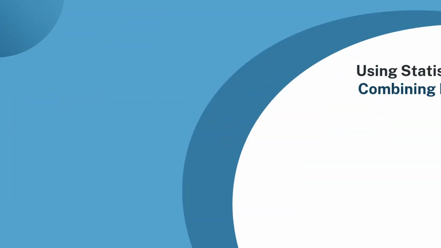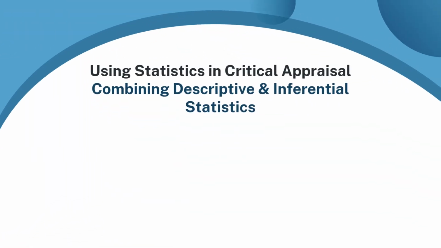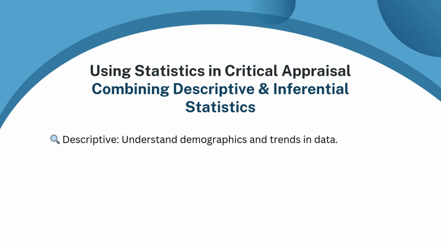Now, let's bring it all together. How do these statistical tools fit into the process of critical appraisal? Descriptive statistics in critical appraisal. Use descriptive statistics to understand the study population's demographics, such as age, gender, or medical history. Examine outcome distributions to identify trends or anomalies in the data. Visualize data to make findings more accessible and easier to interpret.